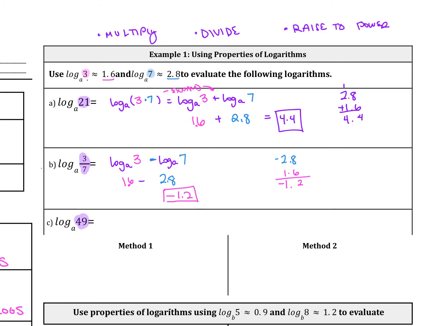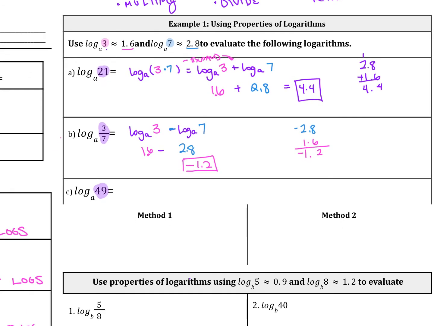So now let's look at log base a of 49. Again, to make 49, we can only use 3 and 7. Now, 49 is really just 7 times 7, right? There's a couple ways to represent it. So notice there's two different methods here. We don't need the 3. It's not always that you need to use everything, but you have to use one of these. So we're going to use log base a of 7.